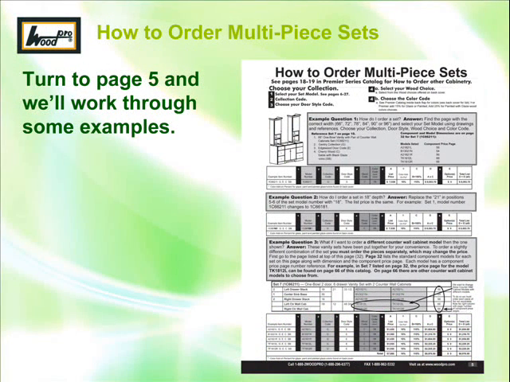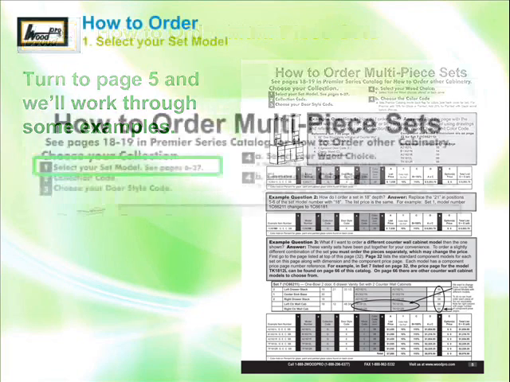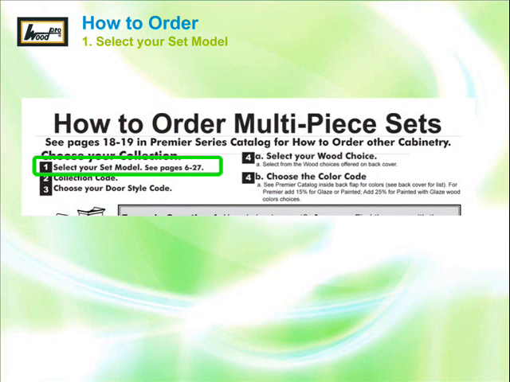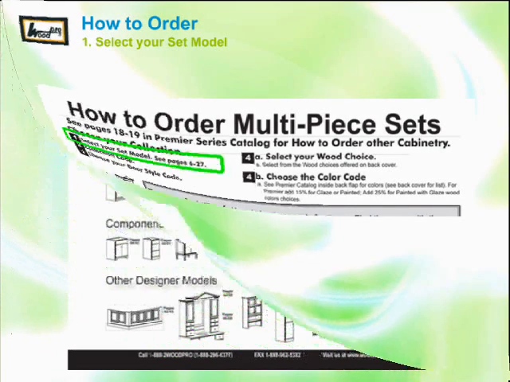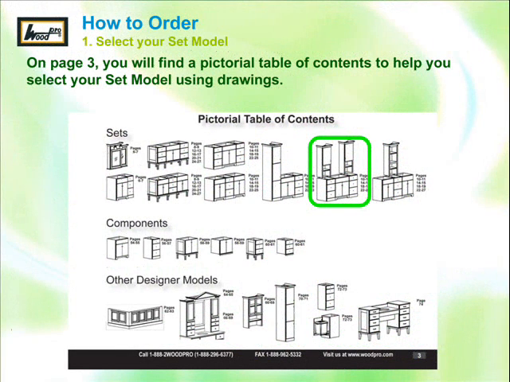We will now break down how to order multi-piece sets. If you will, turn to page 5 of the Woodpro Designer Catalog and we'll work through some examples. The first step is to select your set model. One way to do this is to refer to pages 6 through 27 and review the drawing models on those pages. Another way to select your set model is to turn to page 3.